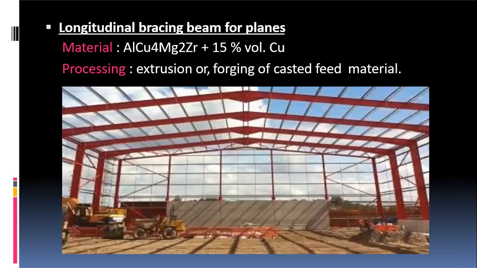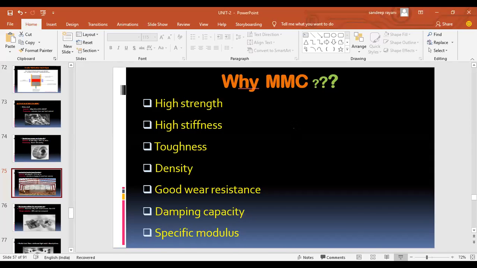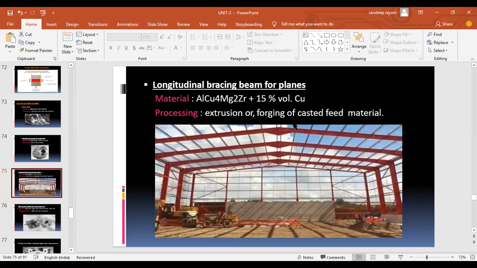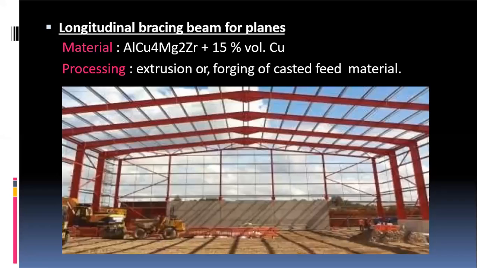Next one is the long tunnel bracing beams for planes. So there are long tunnel bracing beams used in the production of planes. There we can also use this type. The material used is aluminum, copper, and magnesium, and 50% volume of copper. So 15% of copper is extensively used. You can see the beams here. This is a long bracing beam which is used in manufacturing of planes.